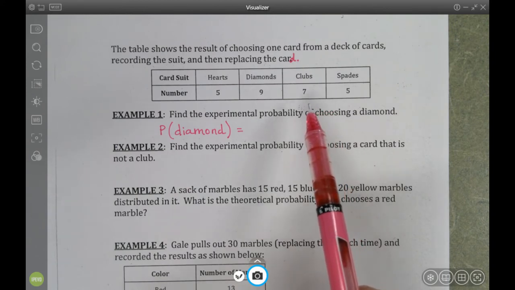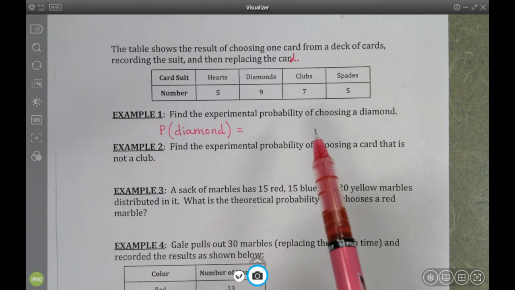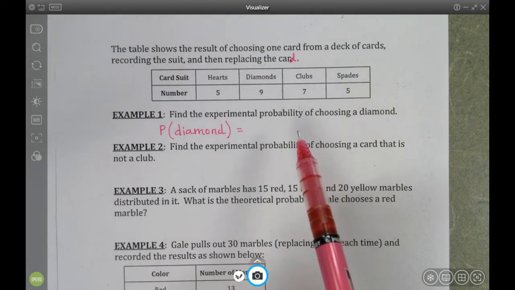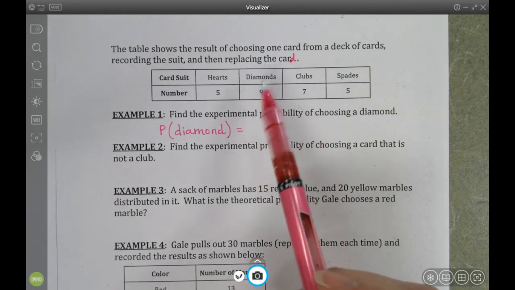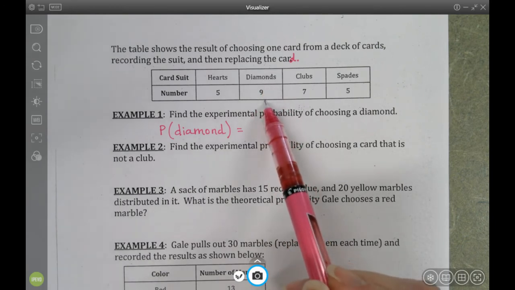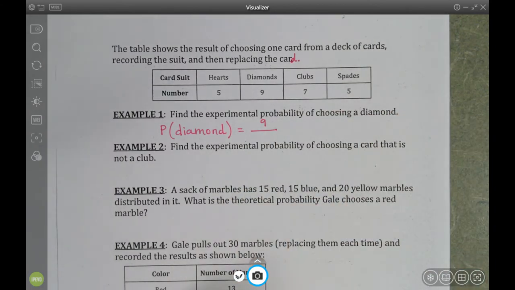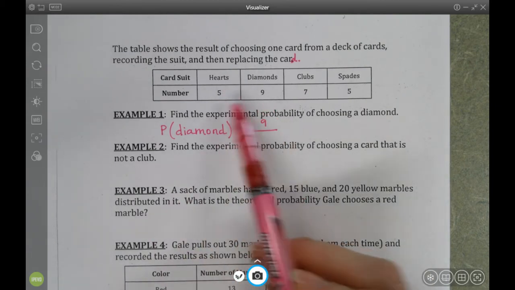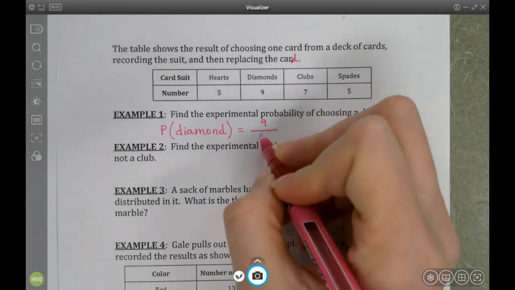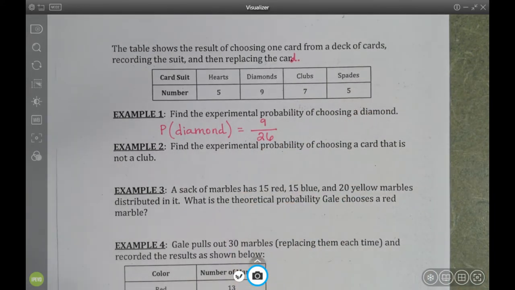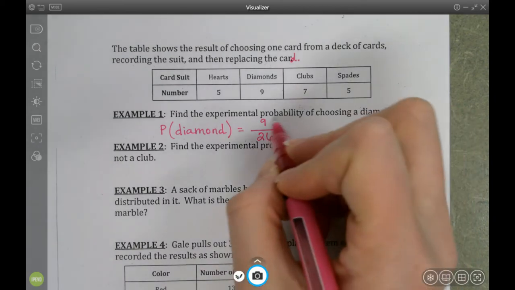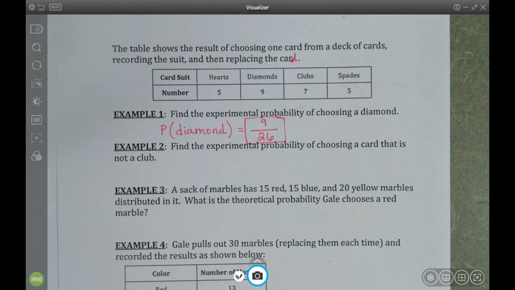Okay, so they pulled a diamond 9 times out of how many trials did they have? How could I figure it out? 26 different trials. How'd you get that? You add them all together. 5 plus 5 plus 9 is 19 plus 7 is 26. Exactly. So 9 out of 26 is the experimental probability of choosing a diamond. That does not simplify.